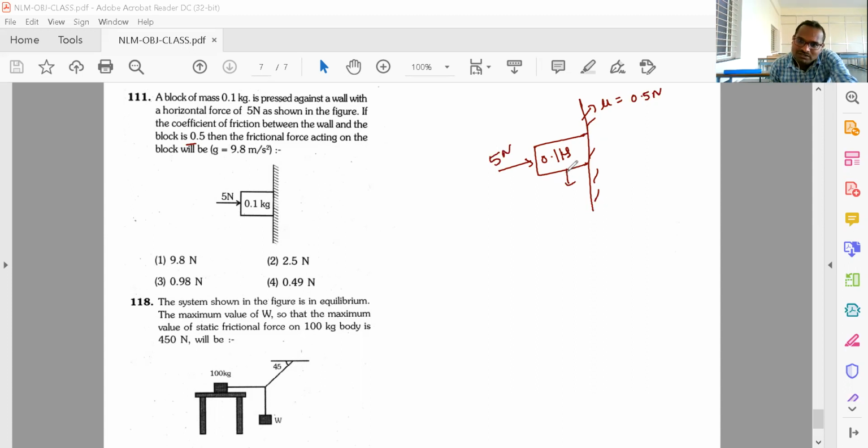So as due to its own weight it is sliding down, a frictional force will act in the upward direction. Clear? How much frictional force is acting in the upward direction? That is mu into normal reaction. Mu value how much given? 0.5. But normal reaction is nothing but this applied force, the perpendicular force on the wall. That is nothing but 5 Newton. Means it is 2.5 we can write. Clear? Are you getting?